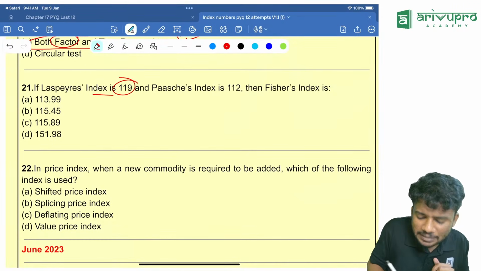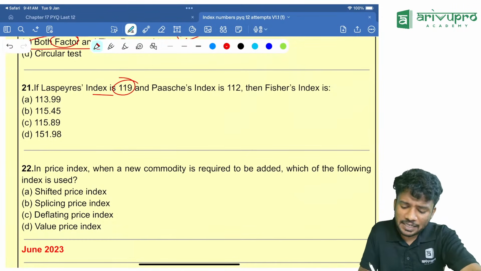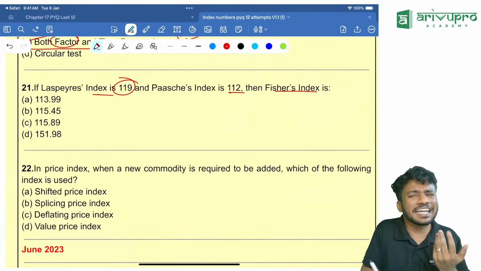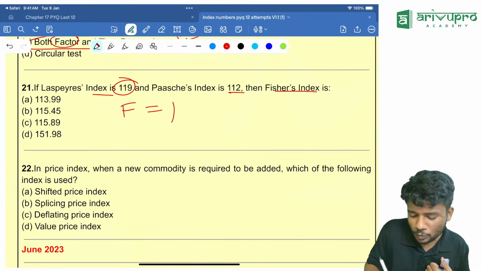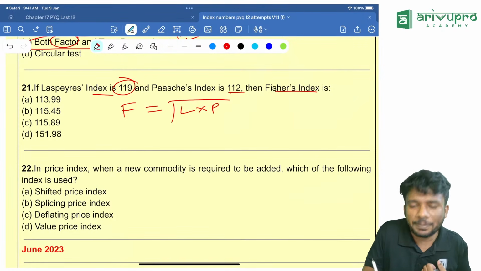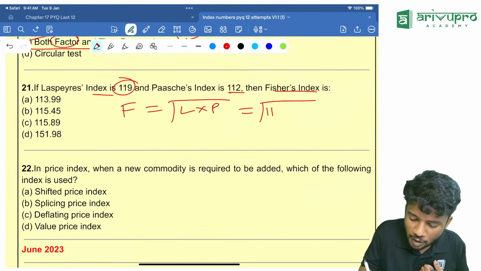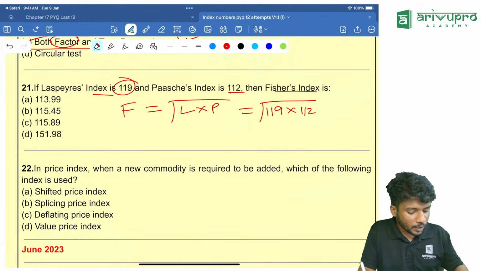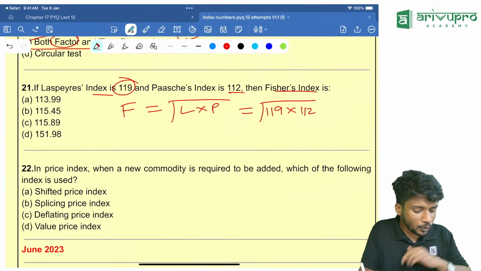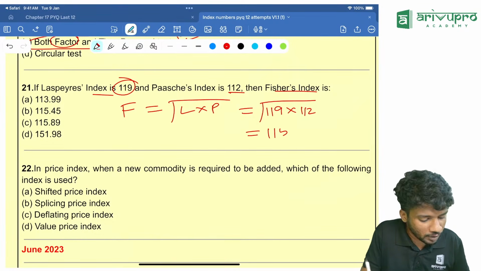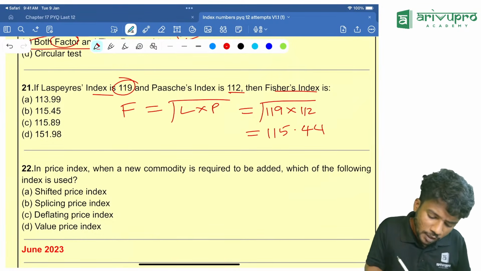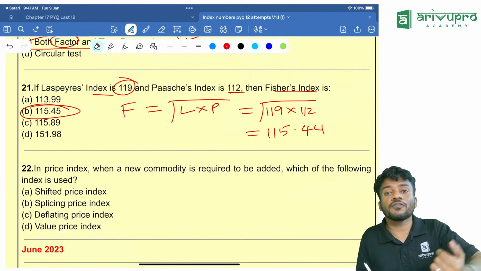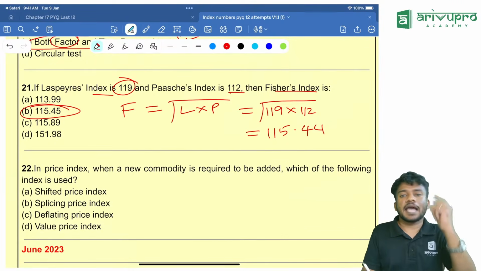If Laspeyres index number is 119, Paasche index number is 112, then Fisher's index number is what? Very direct, people. Fisher is the root of the product of Laspeyres and Paasche. That is root of 119 into 112. Take your calculator, 119 into 112, then equal to, then root. Answer is 115.44. The nearest answer is 115.45. Option B is your answer, people.